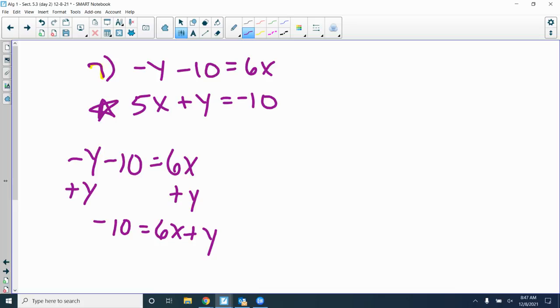Okay, now, can I just put the 6x plus y equals negative 10? Can I just flip them so it looks like this?